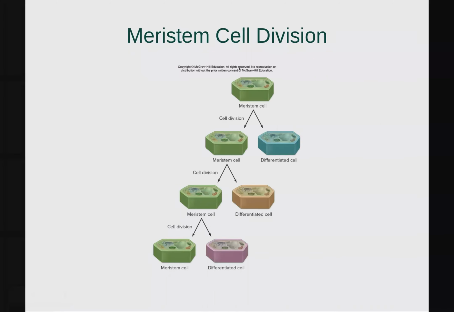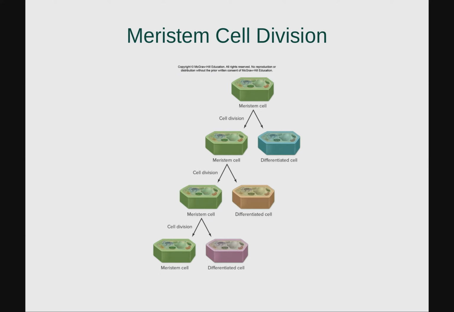So, we can look at what's going on here. We have a meristem cell. Again, thinking of it like a stem cell. It divides, producing another meristem cell and then some sort of differentiated cell. But that meristem cell that was then produced can then go and divide, producing another meristem cell and another differentiated cell, and so on and so forth. So they always produce one meristem cell and one differentiated cell. So they can always keep up this act over and over again.